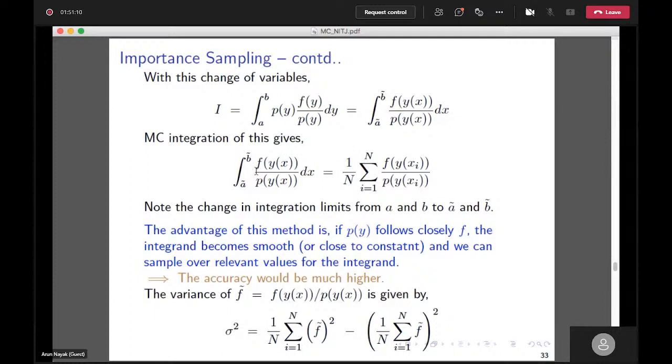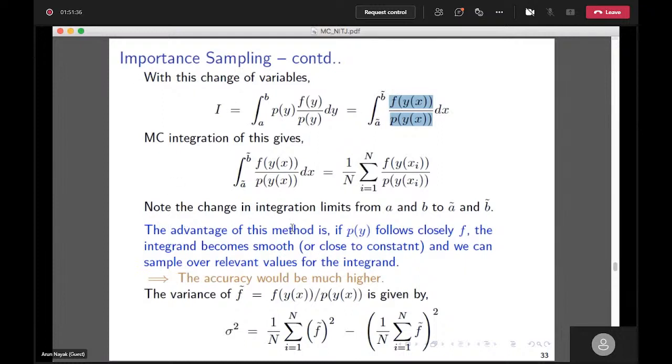So now we can treat this f of y over p of y as a single function, some f tilde, and we can write it like we did earlier. This becomes an average, i equal to 1 to n, of this whole function. The advantage of this is that this is called importance sampling method.